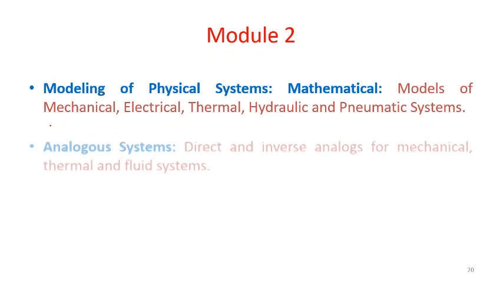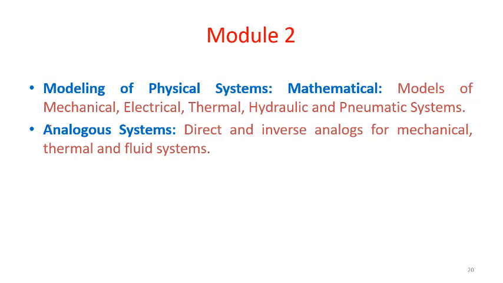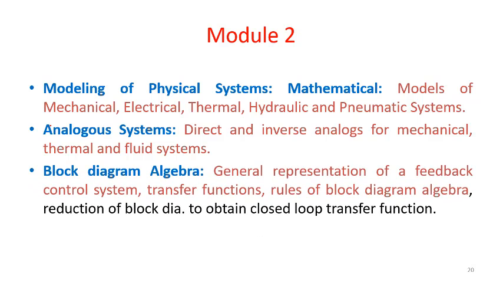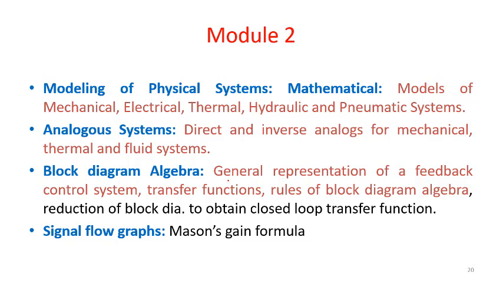So till now we have studied the modeling of physical systems, analogous systems, and in this session we have studied the block diagram algebra, and more importantly we have understood the general representation of feedback control system, transfer function, and rules of block diagram algebra. Next we are going to know about the problems associated with this and how we are going to obtain a closed loop transfer function.